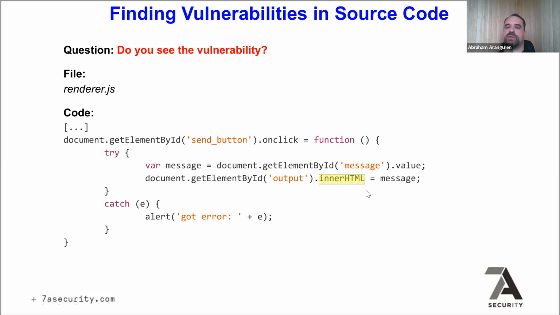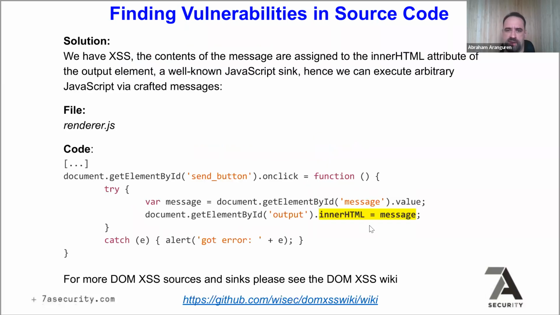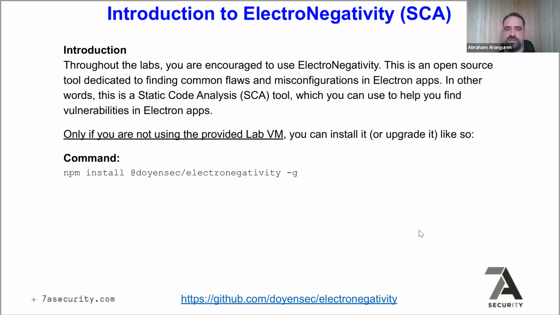So you can Google for the DOM XSS wiki, and that will give you a full list of XSS sources and sinks, if you are interested in a full list of things that can result in DOM XSS, and that includes even jQuery, Angular, and other JavaScript libraries. It hasn't been updated in a while, but for the most part, it's still quite relevant. This is the vulnerability in the render. That is the XSS issue, right?